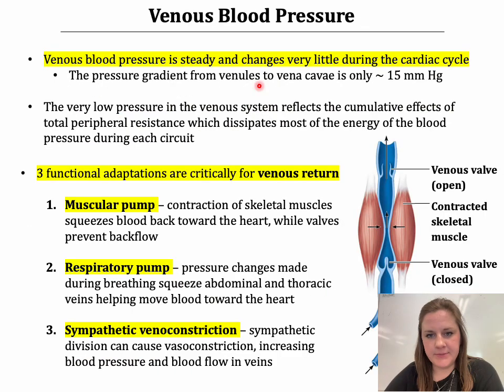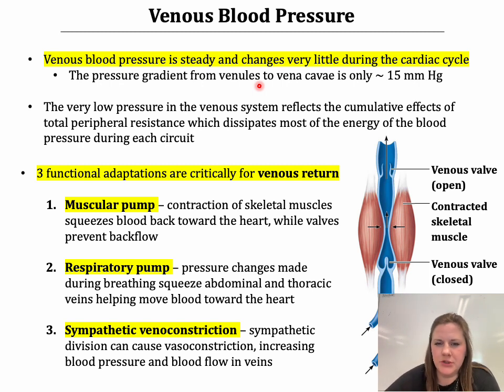So for the venous blood pressure, it's quite different than arterial, right? For one, the venous blood pressure is much lower, and it's steady and changes very little during the cardiac cycle. It's further away from the pump, right? Further away from the heart. And so there's not that pulsatile flow. It's fairly steady and does dissipate as you move further to larger veins into the vena cava.